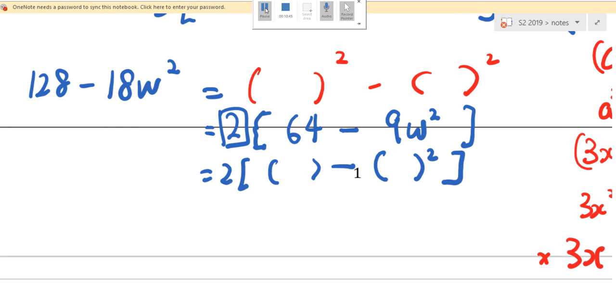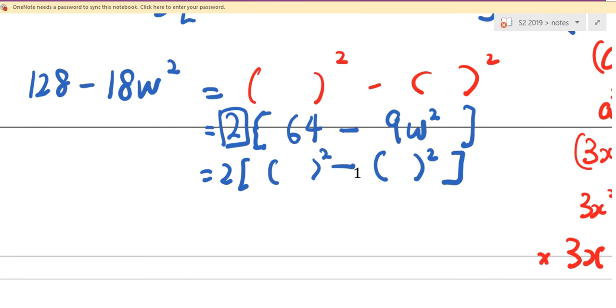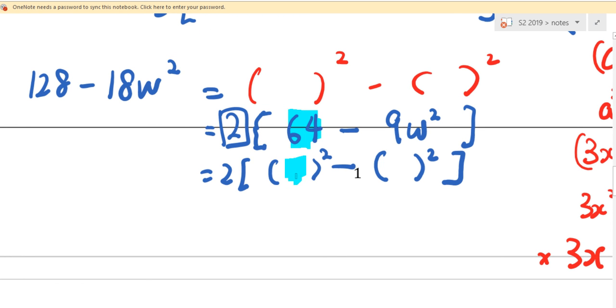Hadi, what is the number inside here? 64 is wrong, because there's a missing square. This number here, I get from the number on top. So my question is, what number squared will give you 64? 8. So this is 8.